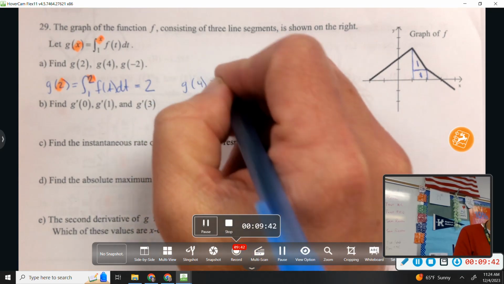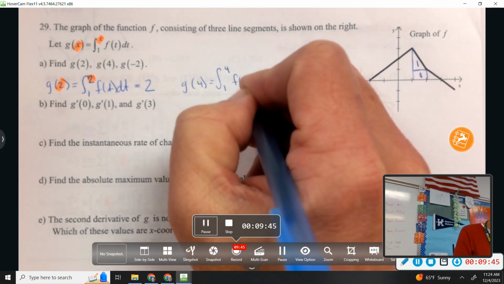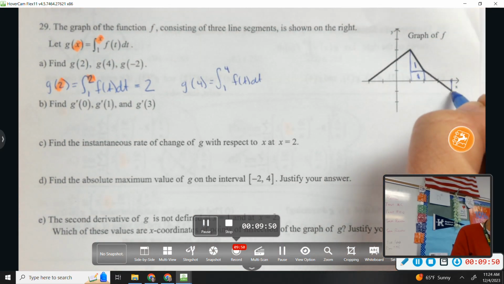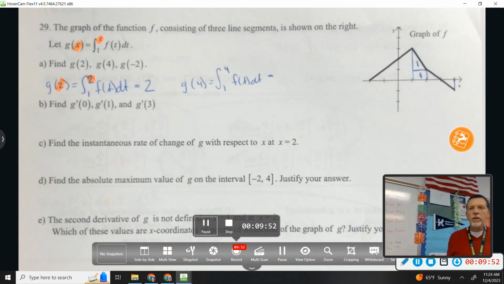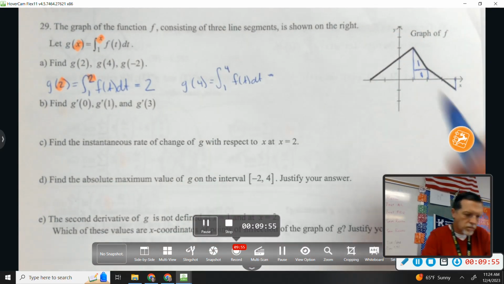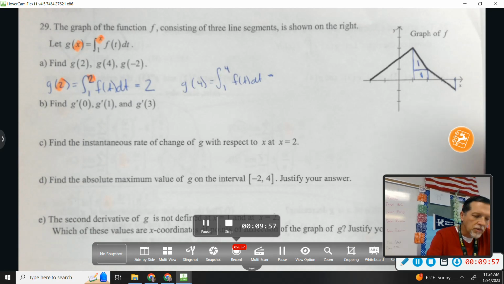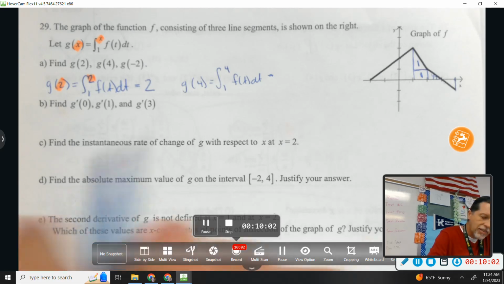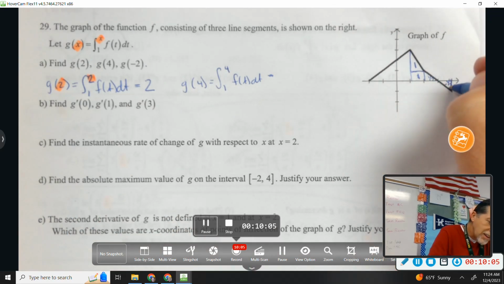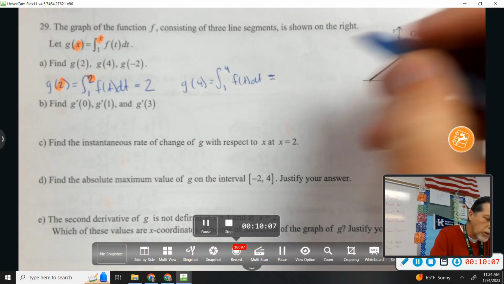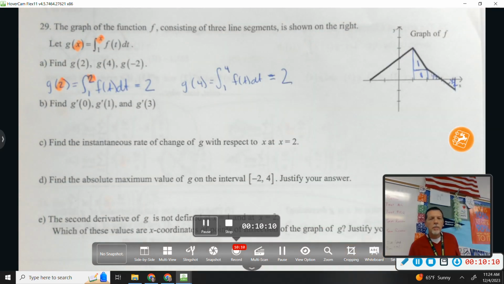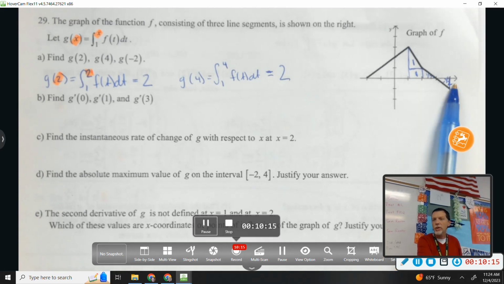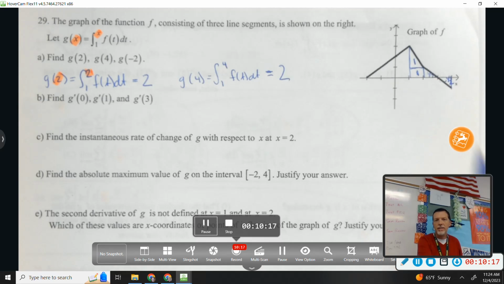G of 4, so the integral from 1 to 4. Okay, so I've got 1 to 2. Now I need to go from 2 to 4. 1, 2, 3, 4. Oh, well, that's a positive 1/2, and that's a negative 1/2. So from 1 to 4 is also 2. Because on the net, I didn't add anything going from 2 to 4. Right? I added a 1/2 and then I subtracted a 1/2.